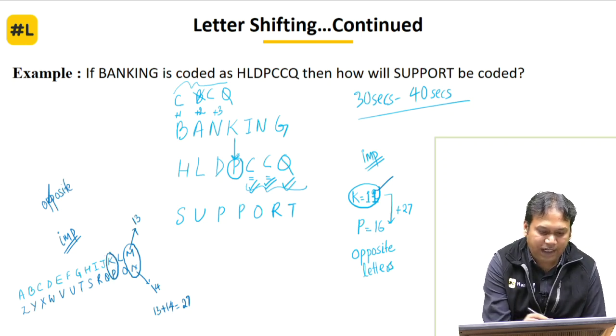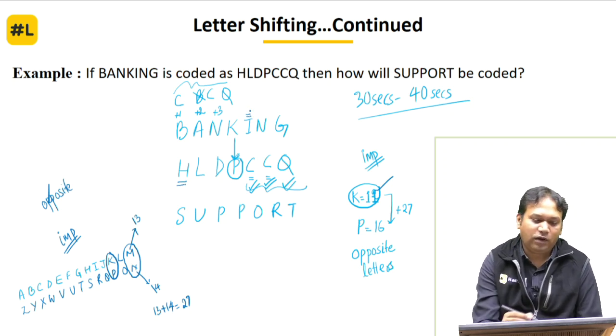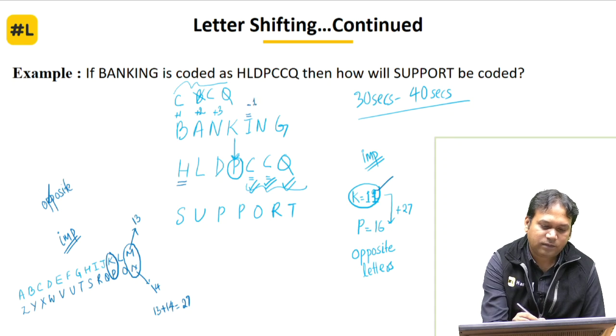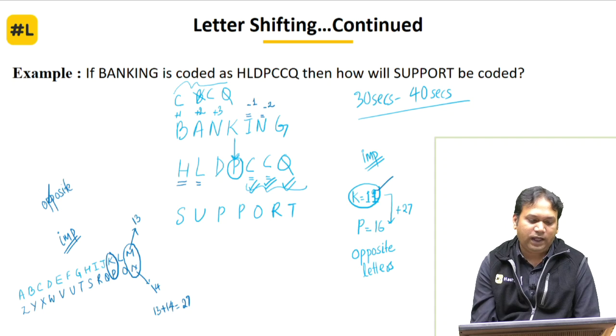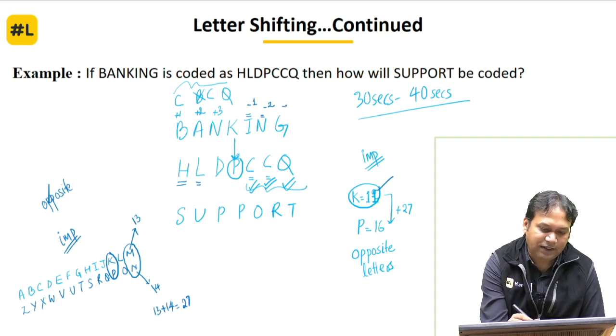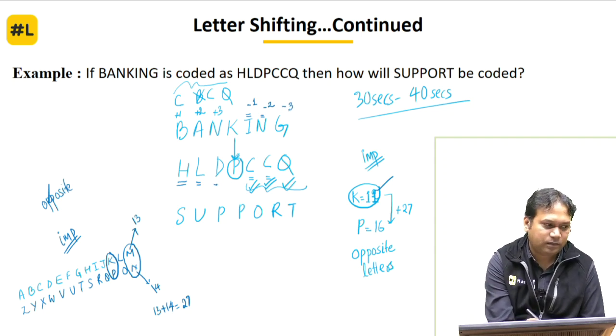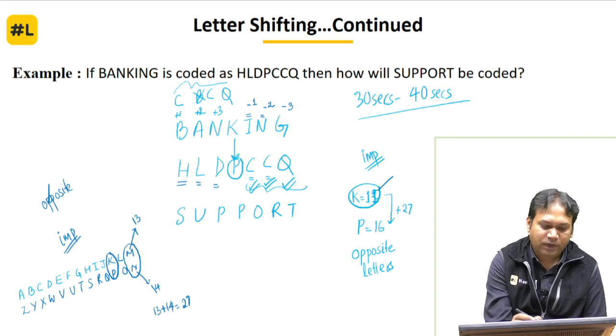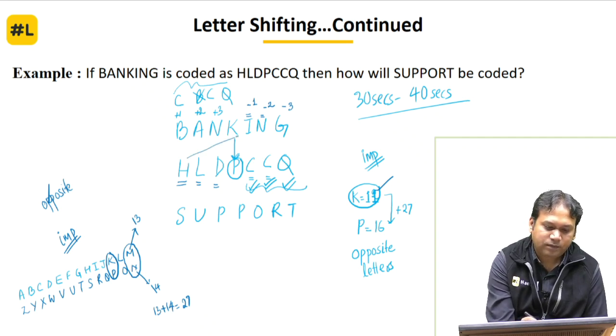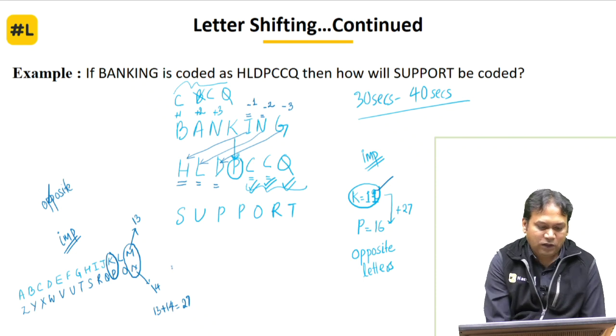Now, I and H, what is the link between I and H? So, I minus 1. N and L, what is the link between N and L? That is minus 2. And G and D, what is the link between G and D? Minus 3. Observe here, in this order. Reverse order. Okay.